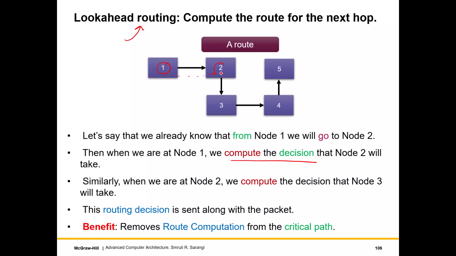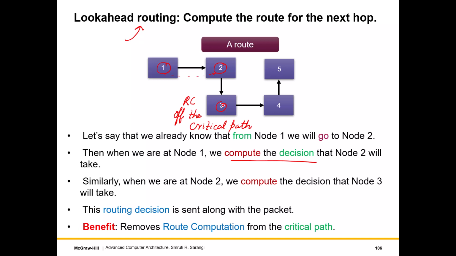And similarly, when the packet comes to node 2, then node 2 knows already, kind of a priori, that it needs to send it to 3. So the route computation as such is now off the critical path, right, it is off the critical path. What node 2 would do is it would basically compute the decision that node 3 will take, and pretty much when the head flit comes, it will basically tell node 3 that look, it has already been pre-decided and I need to go to 4.